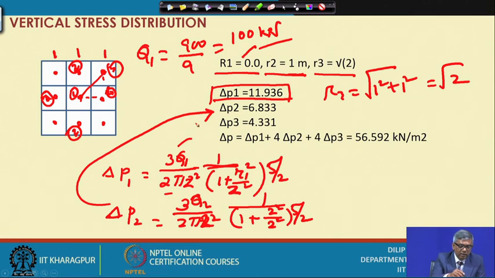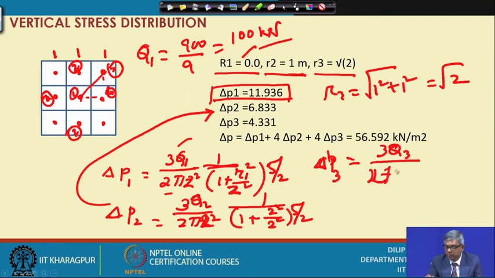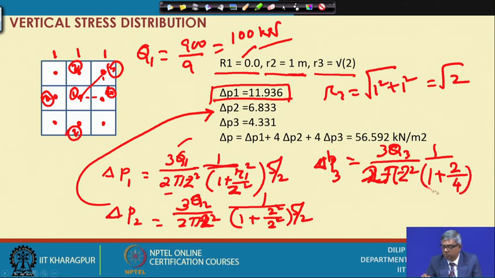And then another one, delta P3, will be equal to 3 q by 2 pi z square, 1 over 1 plus 2 root 2 square, which means 2 square is 4, divided by 2, to the power 5 by 2. So, this is the expression for delta P3. If I use this delta P3 expression, then I will get this value.